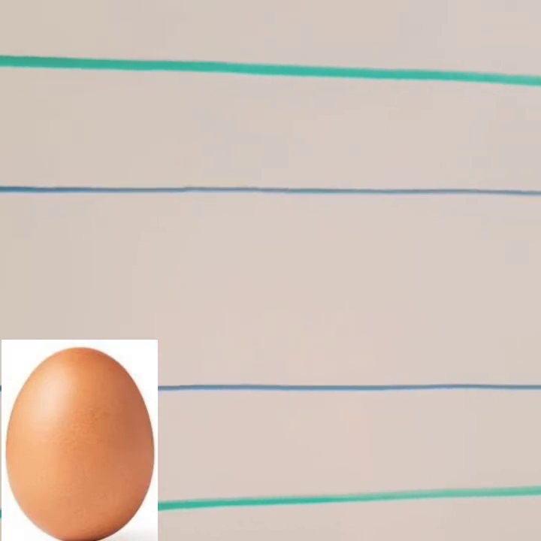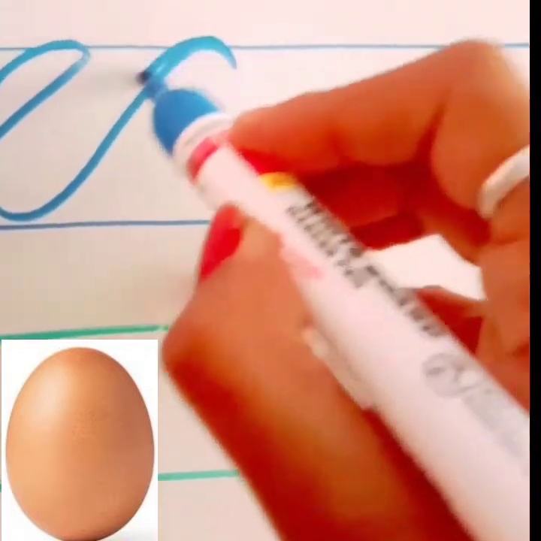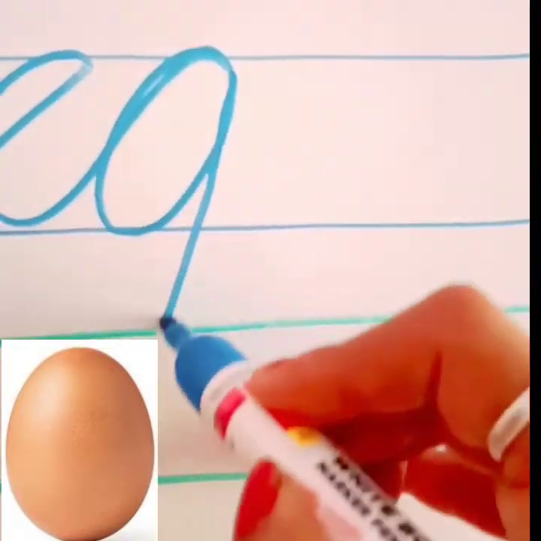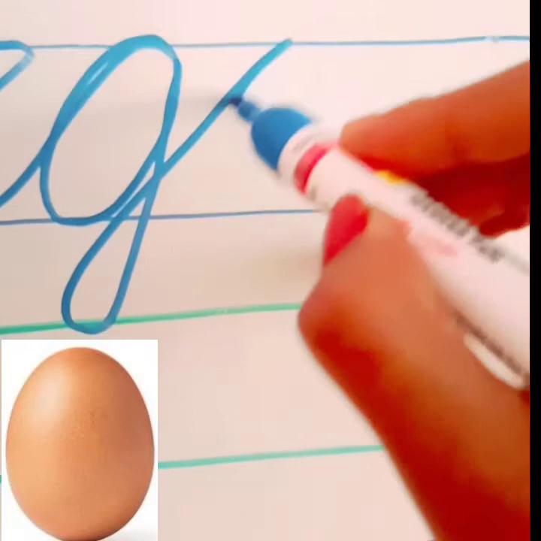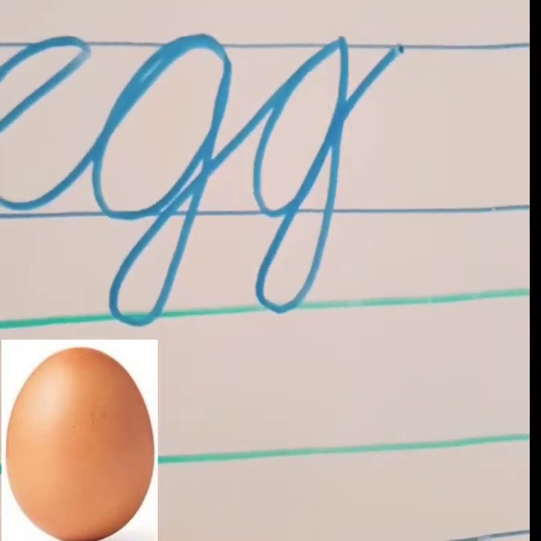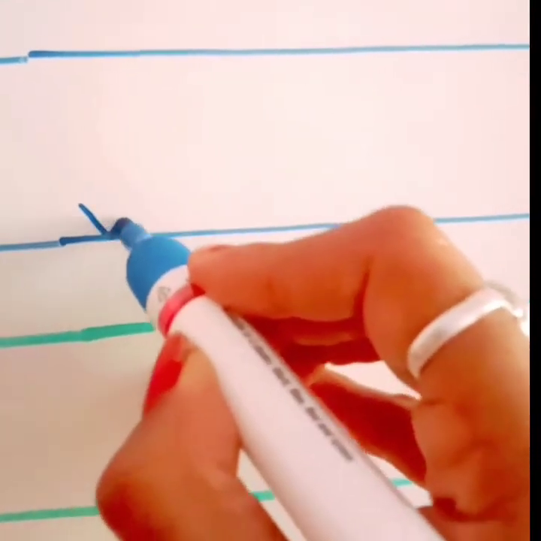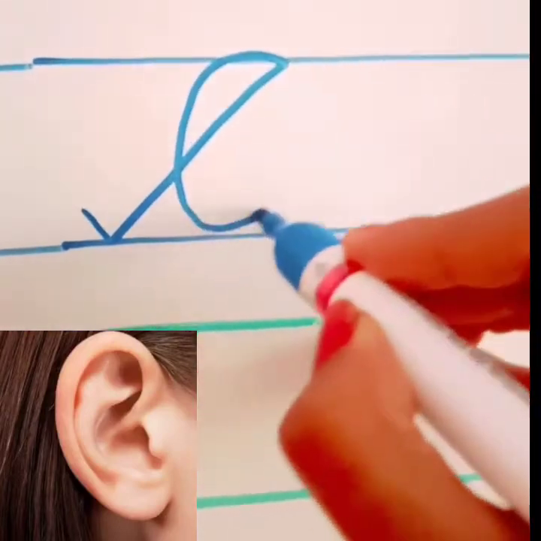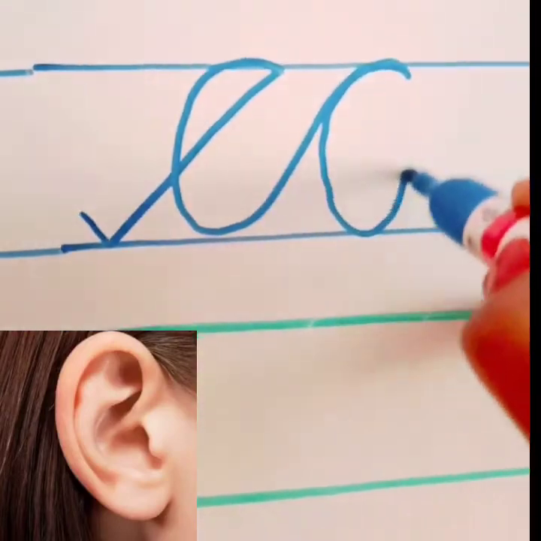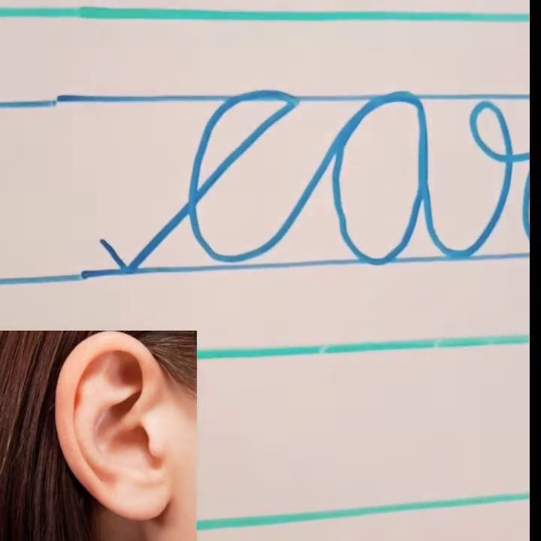Next, E for egg. E. G. G. Egg. One more word with E. Ear. E A R. Ear.